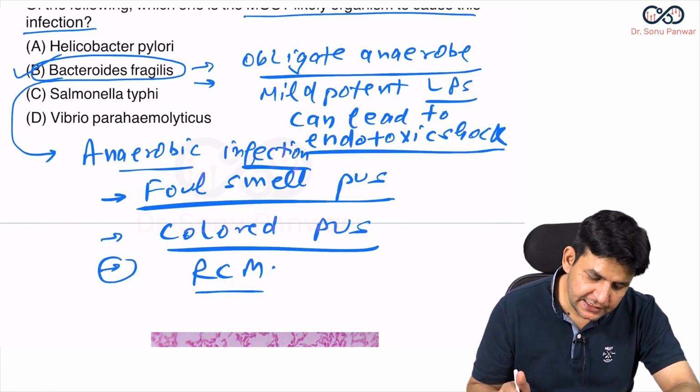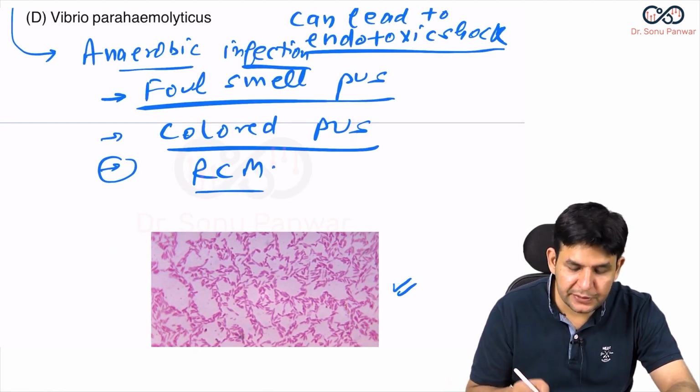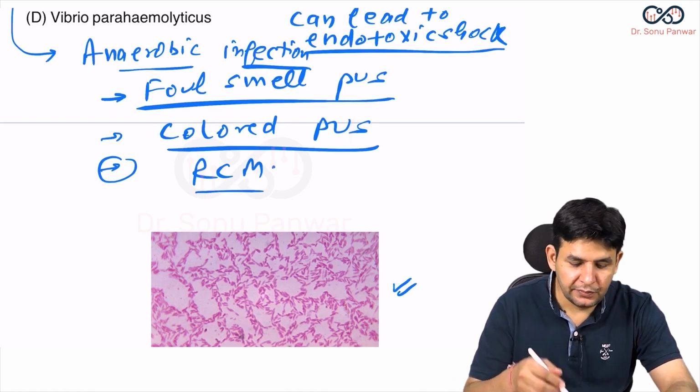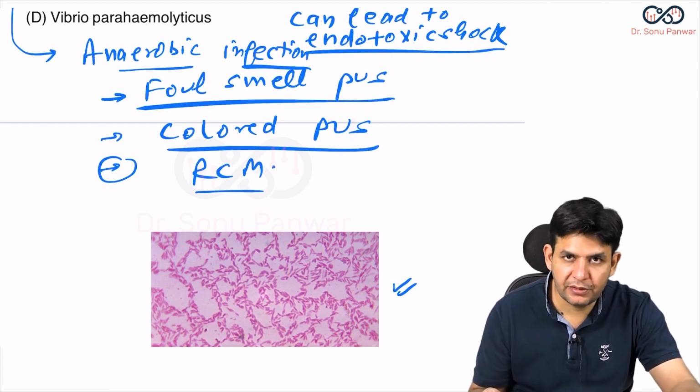Besides this, they can show you a picture also, and they can ask that this particular type of Gram stain picture is there, which particular infection happens in the above scenario. So the answer is Bacteroides fragilis.